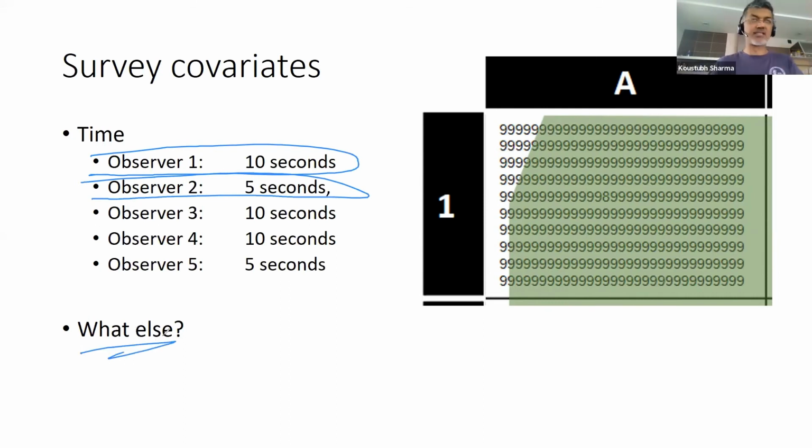What else? We've just discussed different screens, that becomes a survey covariate. Different types of internet connectivity, that becomes a survey covariate. So anything that is affecting your ability to detect the presence of 8 in a habitat, if you can put a finger on it, that this is what's affecting it, that becomes the covariate for you to be able to make use of.